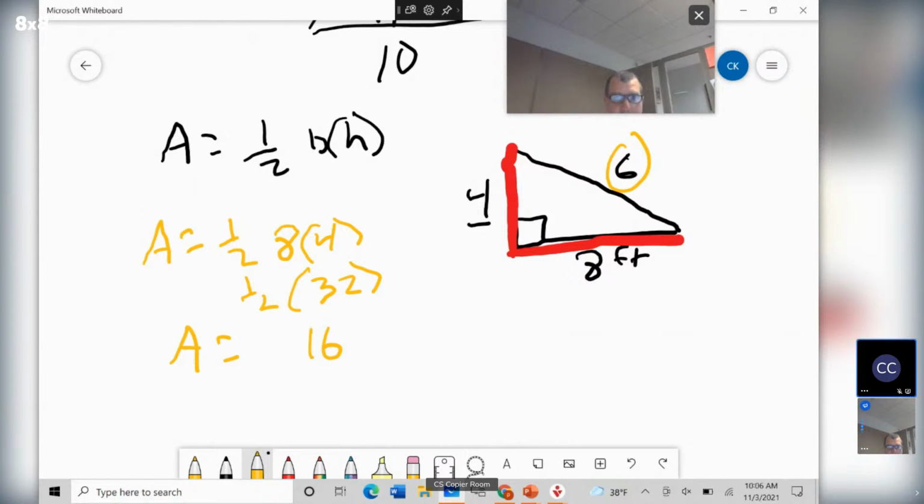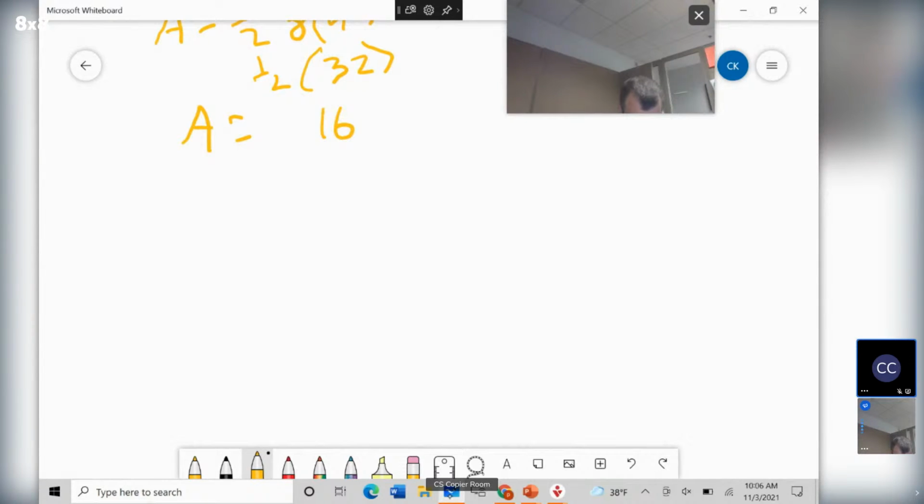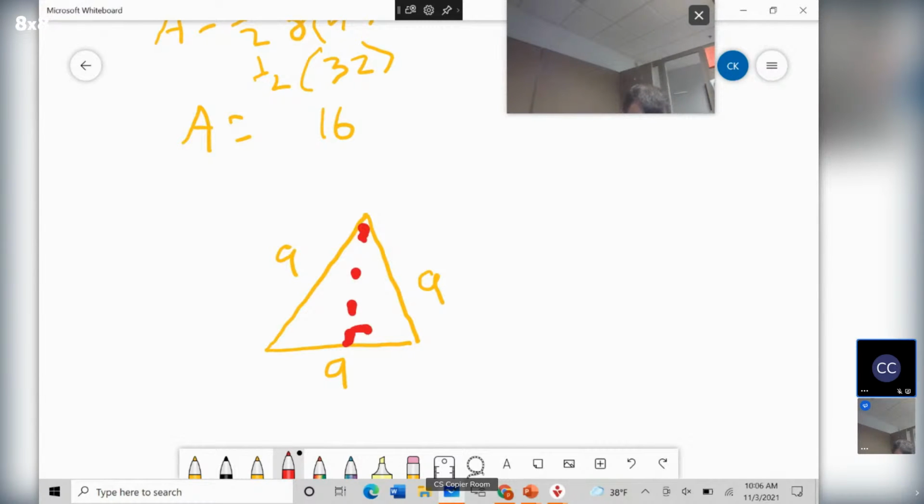Okay, so I want to do another one here. Because sometimes you get an equilateral triangle. So we'll say 9, 9, 9. And what you'll see a lot of times is a dotted line that goes like this. And that's the height. And what you'll see is a number. So let's say it's 6. And you're going to see a dotted line going up to the middle of the triangle. That's going to indicate the height of the triangle.